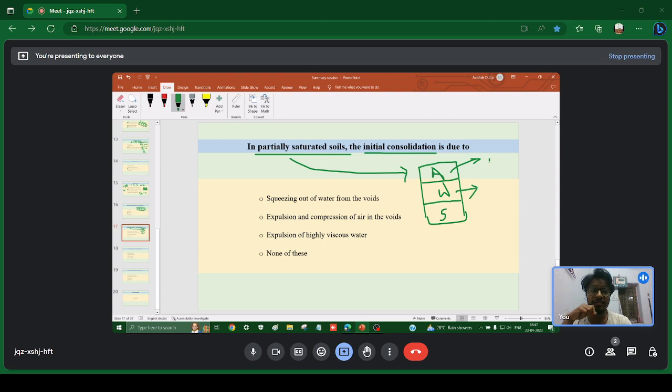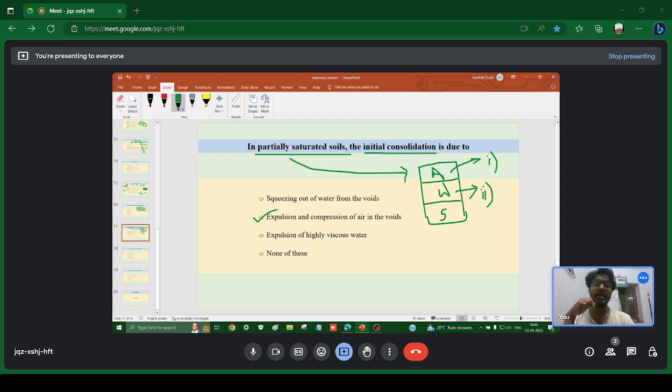So in the initial stage, in soils which are partially saturated, the air is first expelled out. Hence, the option 2 over here, expulsion and compression of air in the voids. This is the right option.